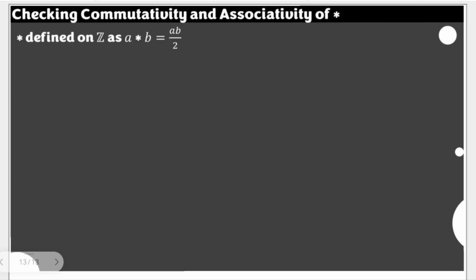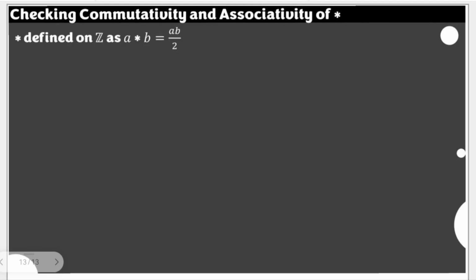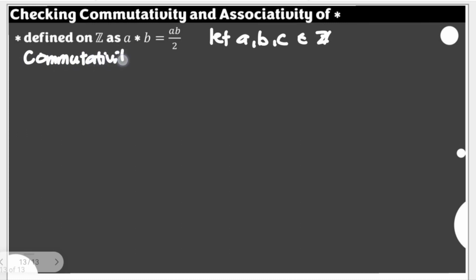So we are going to pick elements on Z. Let A, B, and C be elements of our Z, which is the set of integers. We already used 3 because for associativity we need 3 different elements. So let's start with commutativity. We are going to show that A star B is just the same as B star A. And if we are able to establish that, we can say that our star operation here is a commutative operation, or commutative binary operation more specifically.